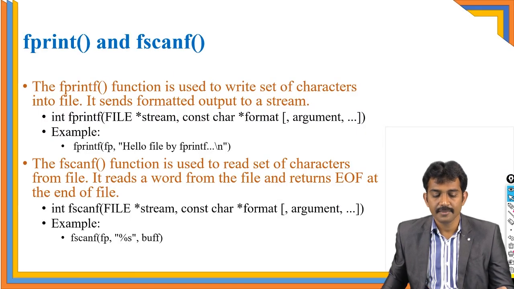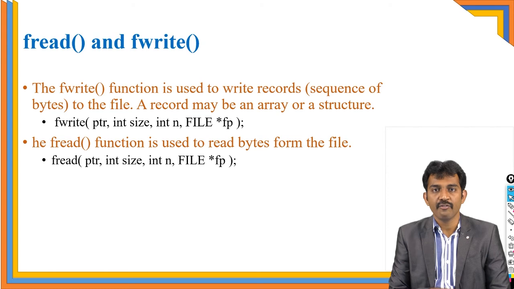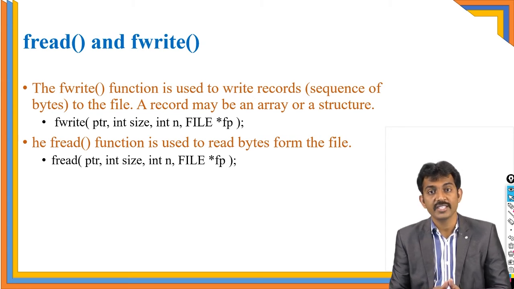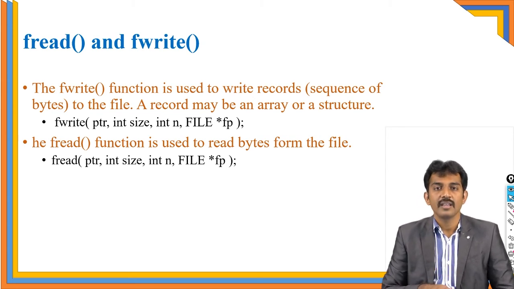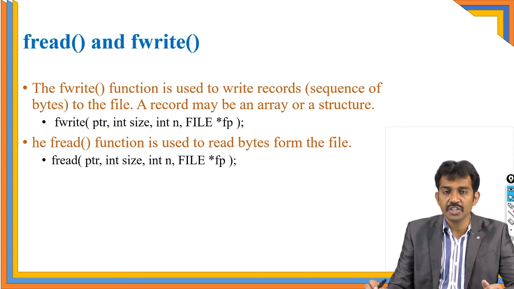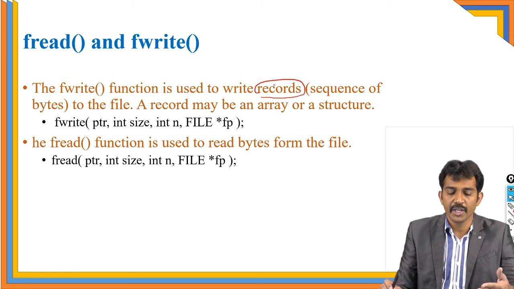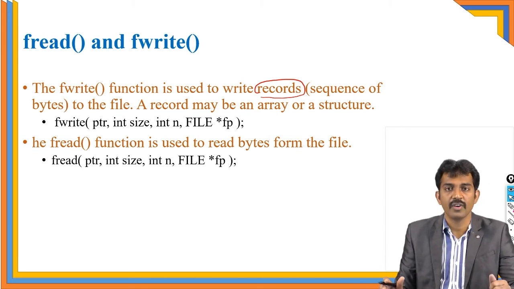And the next thing, fread and fwrite. If you want to write a structure into the file, then you go for fread and fwrite. See, they mention that the fwrite function is used to write records, a sequence of bytes. For example, if you want to write an entire structure into the file, then you can use this kind of method. fwrite writes an entire structure into the file, and fread reads an entire structure from the file.